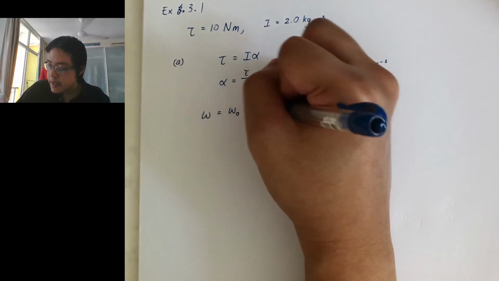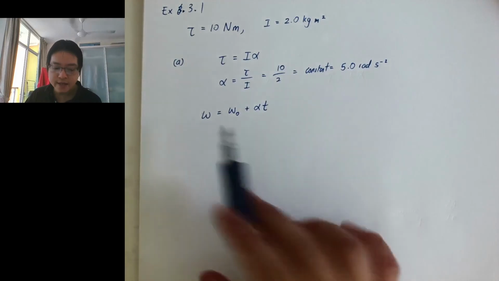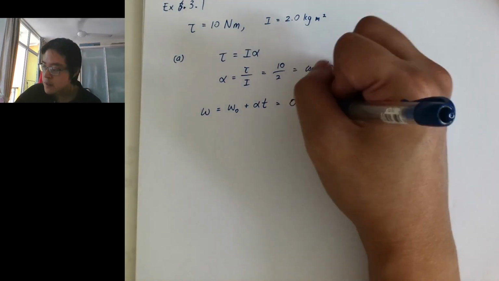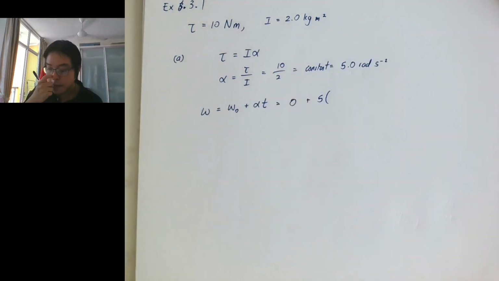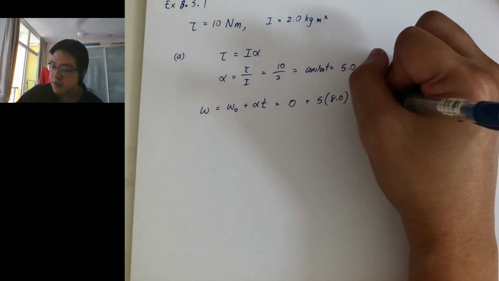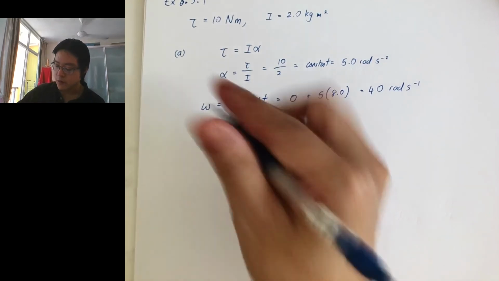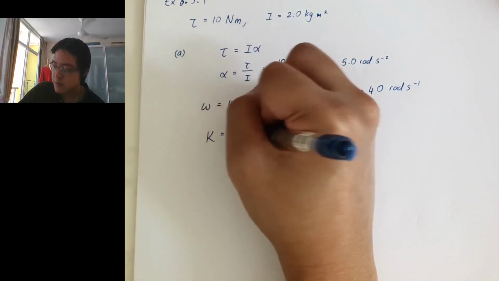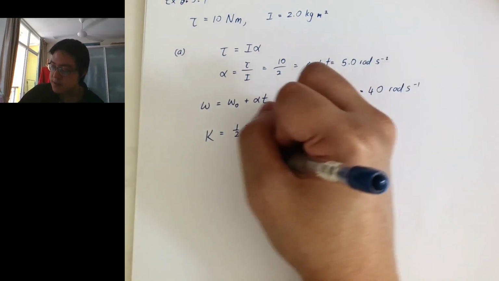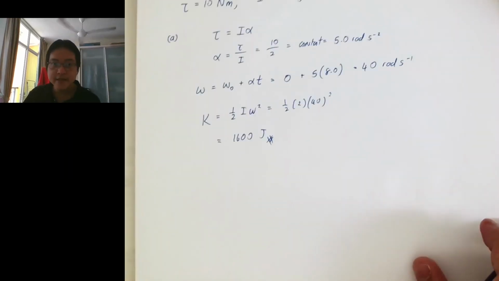Then using the kinematic equation, I can get omega. So I have initial omega plus alpha t. Once I get omega, I will use it to find the kinetic energy. The system starts from rest, so initial omega is 0, and alpha is 5, which we just calculated. We want to know what's happening at 8 seconds, so it's 40 radians per second. Once I get omega, I can get the kinetic energy, which is just half I omega square. So it's half times 2 times 40 square. The answer is 1600 joules. That is the kinetic energy of the system at 8 seconds.